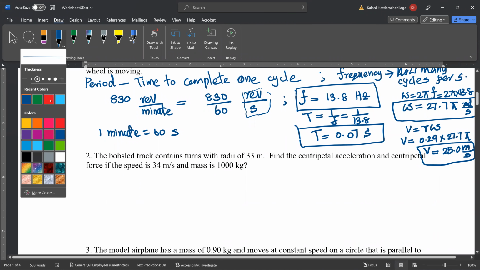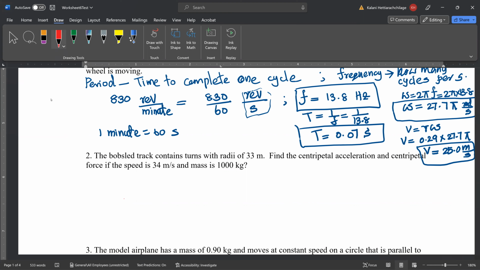Okay, now let's move into question number 2. So we have a given question, read it. The track contains turns with radii of 33 meters. Find the centripetal acceleration and the centripetal force if the speed is 30 meters per second and the mass is 100 kilograms. This is mass, this is speed, this is radius. Okay, so now it's very important that you understand what it is asking. It may ask you to find centripetal acceleration, or maybe to calculate centripetal force. Depending on the question, you need to give the answer. I'm not doing all things here. The only thing I want is that you see the difference between these things.